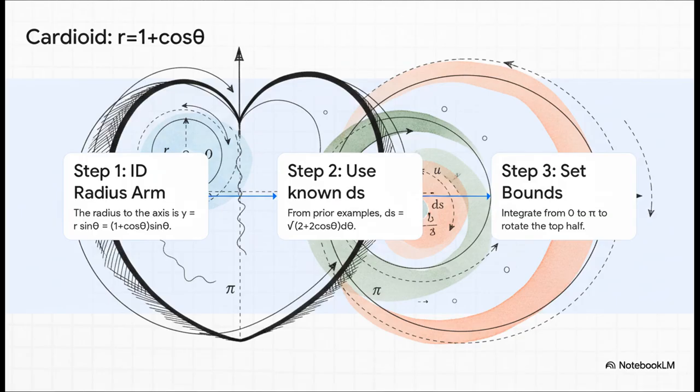First, we need our y for the circumference, which is (1 plus cos theta) sine theta. Next, we figure out ds. Now, the algebra for the cardioid's arc length is a bit more involved, but it cleans up to the expression you see there. Then we set up our integral.